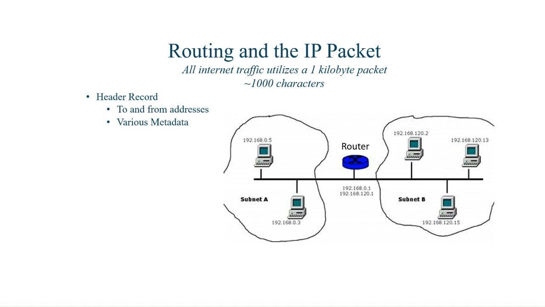Let's talk for a minute about the packet. The packet is about 1 kilobyte in size, and there's a header record on it, and that header record has the to and from address and various other metadata elements, like sort of where it went, how it got there, how big it is, what order it was sent. And a given machine, here's our internal network 0, machine 5, might drop a packet on the network and send it on its way.